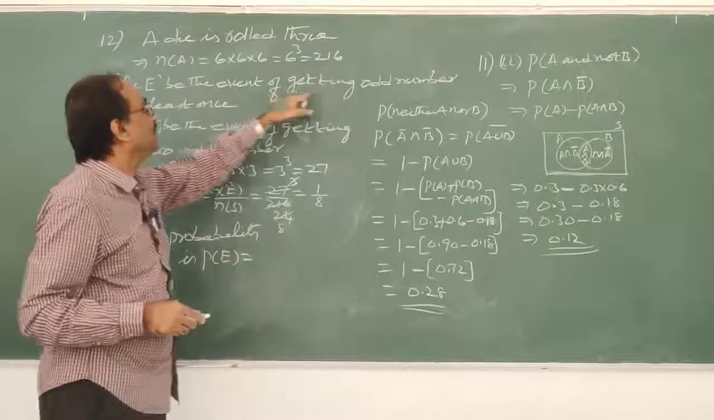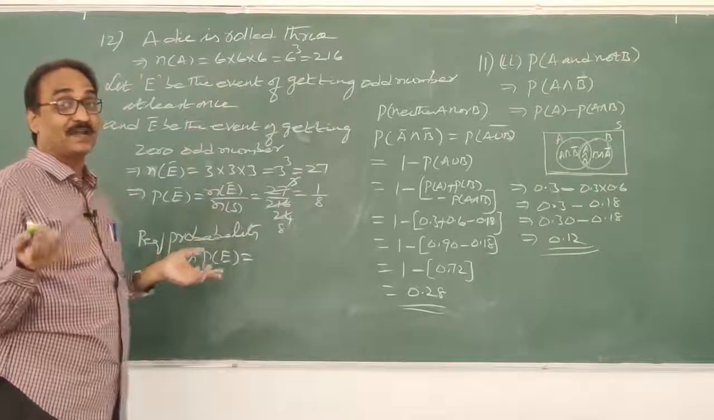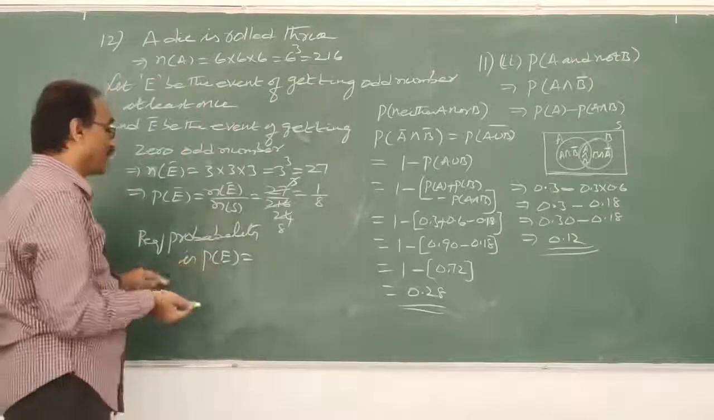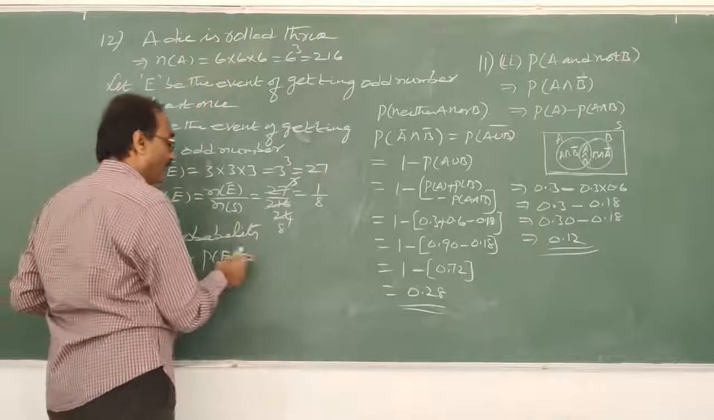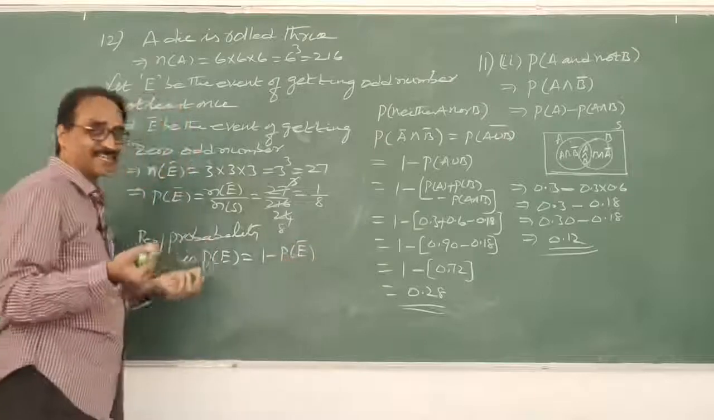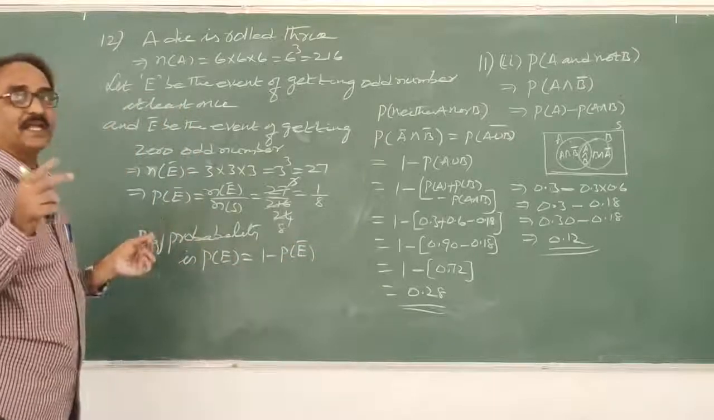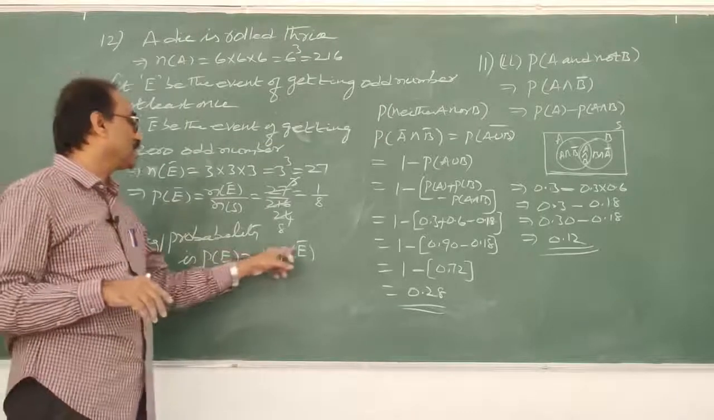Let E be the event of getting an odd number at least once. That I want. Because already we learned this in first year also. So P of E is equal to 1 minus P of E bar. Correct? With that we got it. See how simply we got it. So the probability of getting at least 1 is nothing but 1 minus its complement.